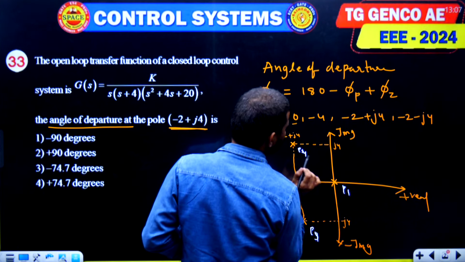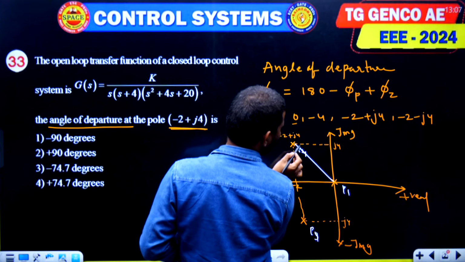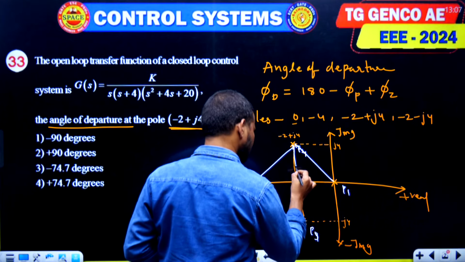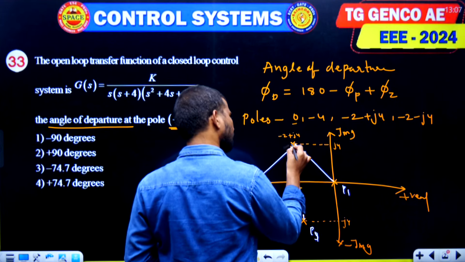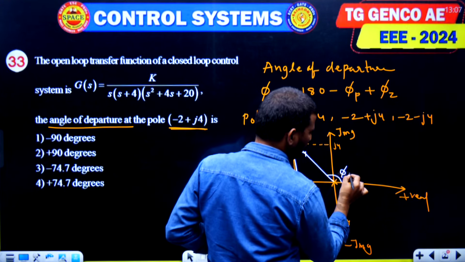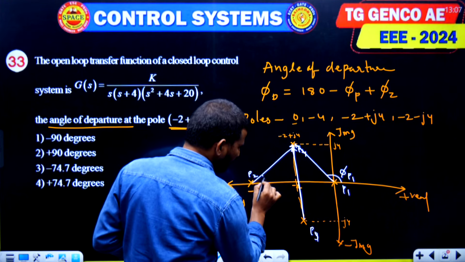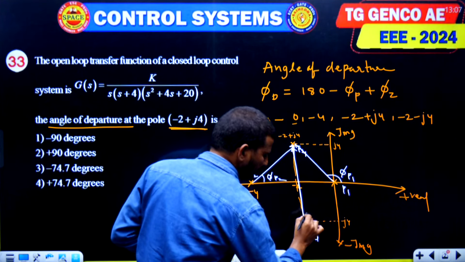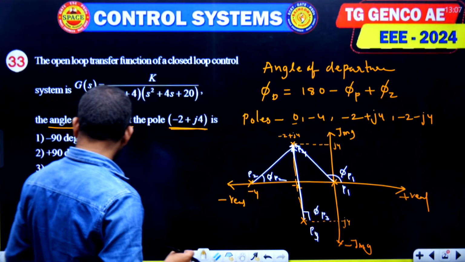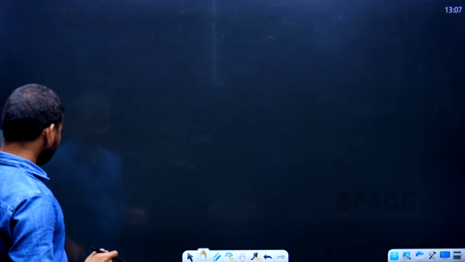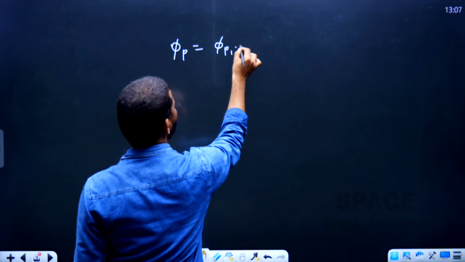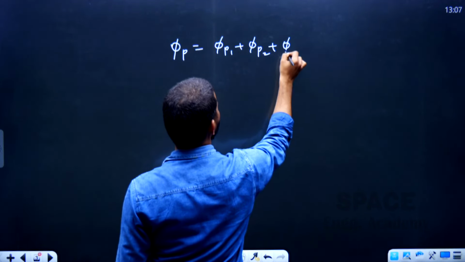With respect to P1, our angle formed by P1 will be like this. The angle formed by pole 2 will be like this. The angle formed by P3 will be like this. So this is the angle made by pole P1, this is the angle made by pole P2, and this one is the angle made by pole P3. If I want to write the sum of the angles, the complete angle due to the poles will be the angle due to P1 plus the angle due to P2 plus the angle due to P3.